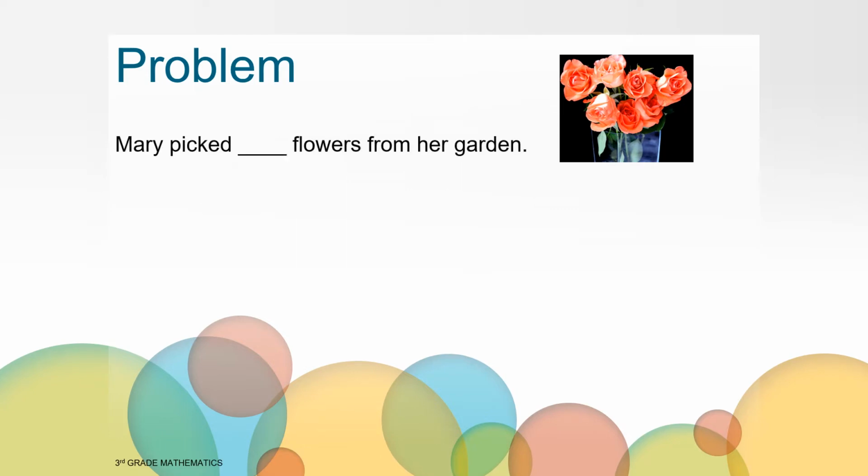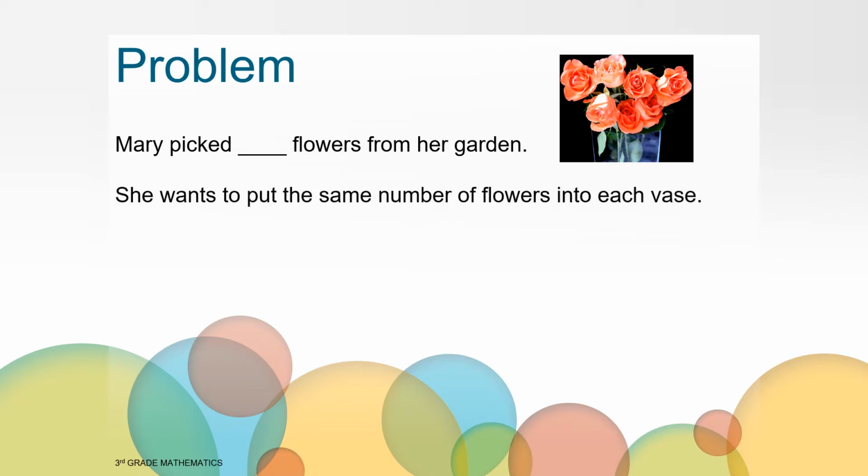Mary picked blank flowers from her garden. Can you imagine going into a flower garden and picking some flowers? Well, that's what Mary did in our problem. She wants to put the same number of flowers into each vase. So what did we just learn? Yeah, Mary has flowers that she wants to put into vases, but that's not all. We also learned that each vase should have the same number of flowers inside.